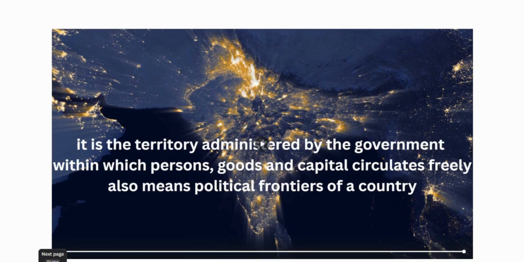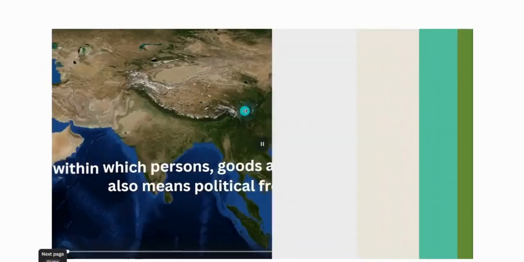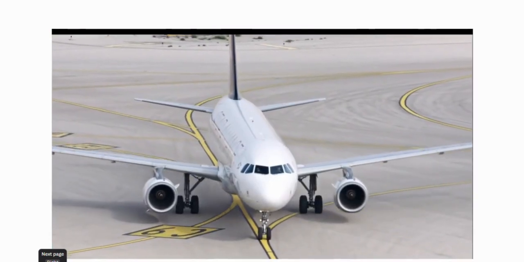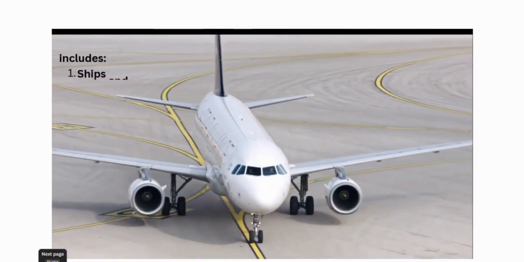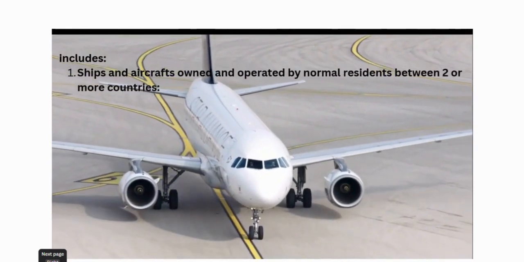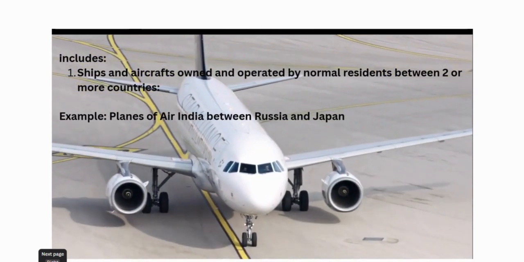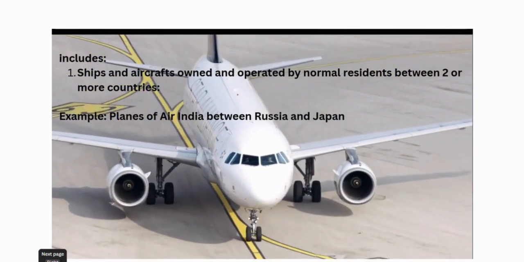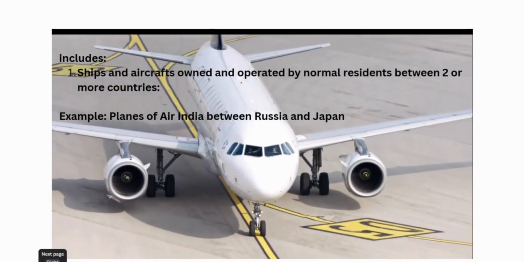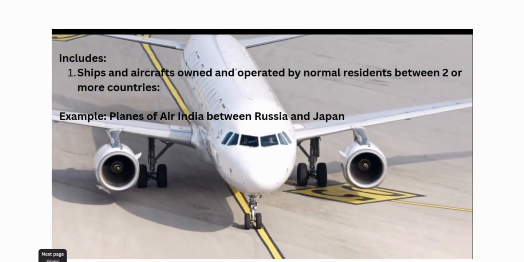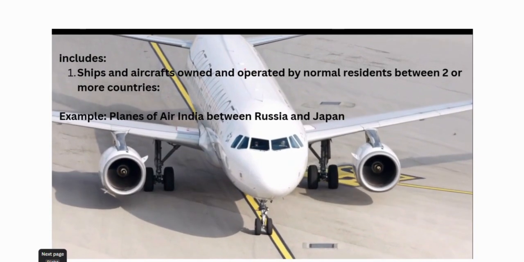It is also known as political frontier of a country. Can you see segregating lines between India and Pakistan? These are political frontiers of a country. Now, political frontier includes three things. Number one is ship and aircraft. Even if Air India plane is out of India, it is between Russia and Japan, it will be still considered under the political frontier of India.